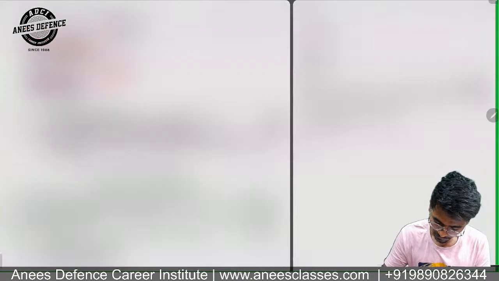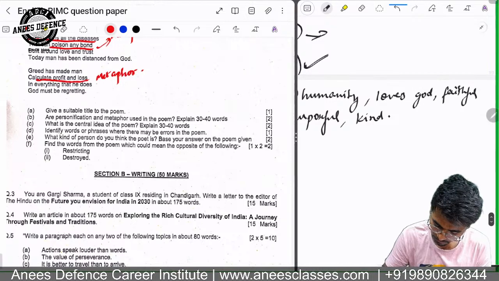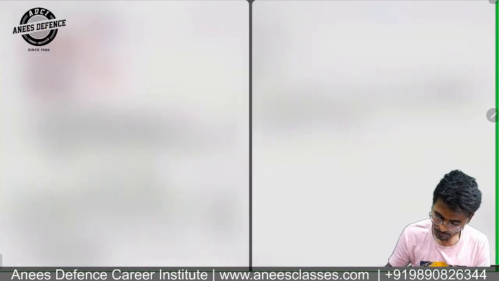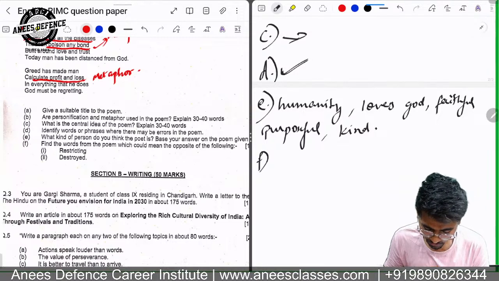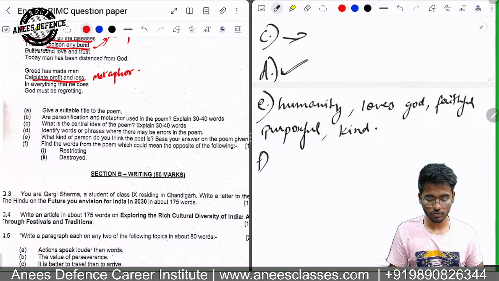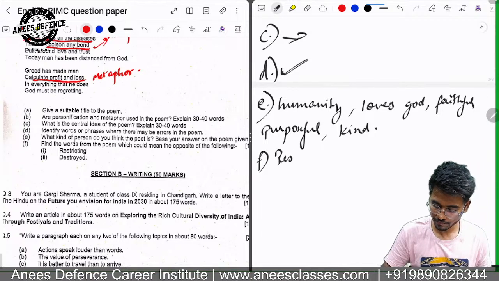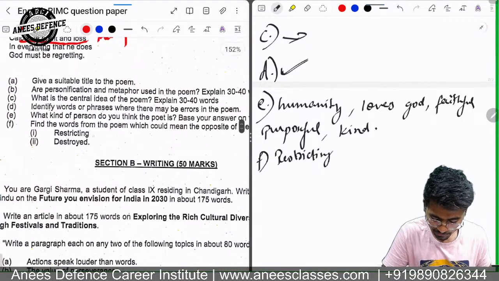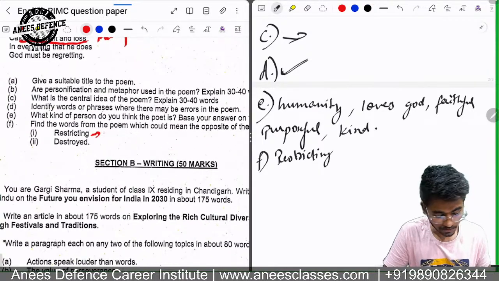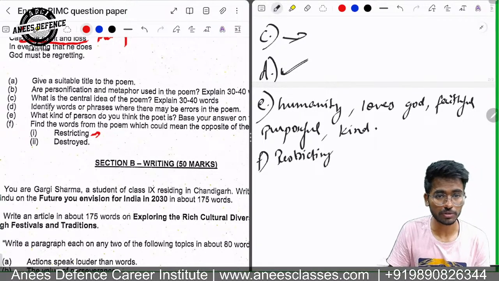Next question, F. Find the words from the poem which could mean the opposite of the following. We have to find the antonyms. The very first word is restricting. The opposite of restricting is nothing but, huh? What is restricting? Restrict means what?